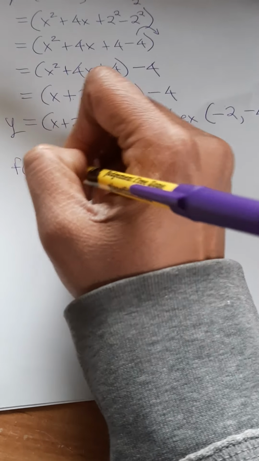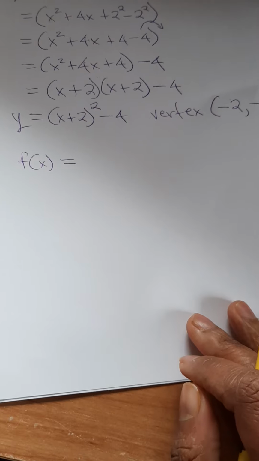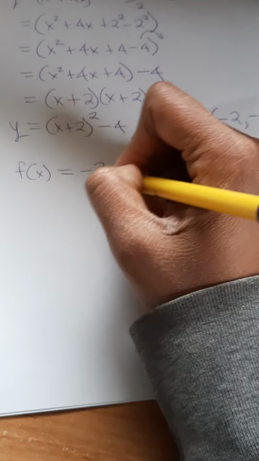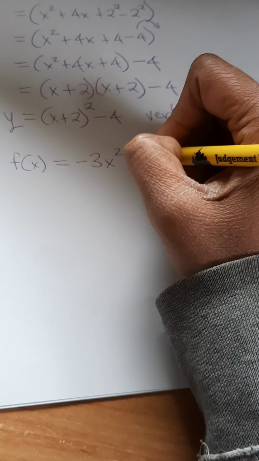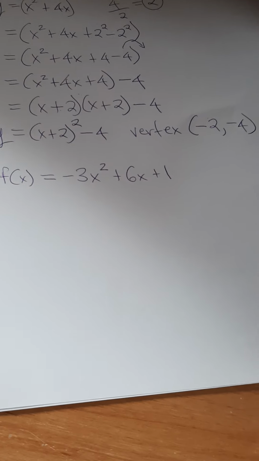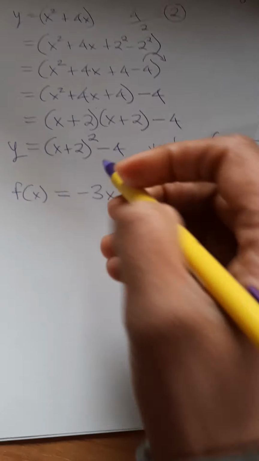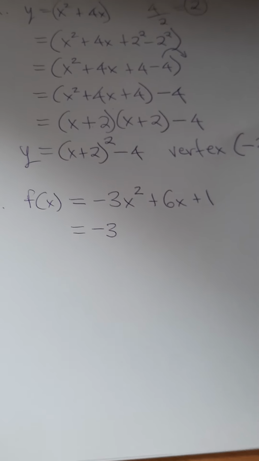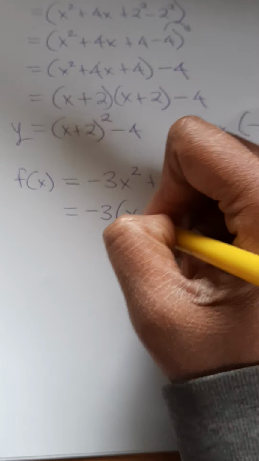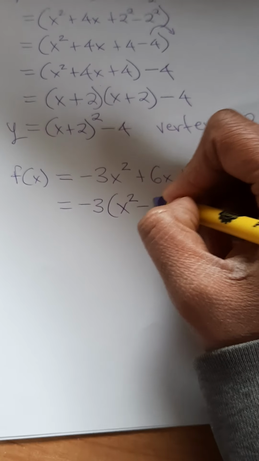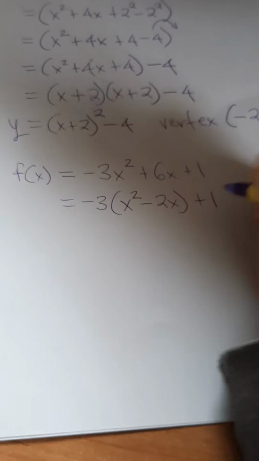Okay, let's try this one. So I have f of x. When you see f of x like this, that just means that the equation is a function. And we're going to try an example where there's a number in front. So negative 3x squared plus 6x plus 1. In this first step, whatever is in front of the x squared, I'm going to take that out, outside the bracket. So x squared, and I'm going to do 6 divided by negative 3, so negative 2x, plus 1.